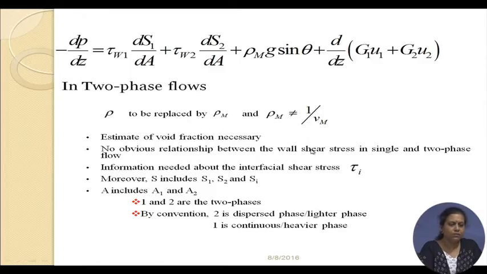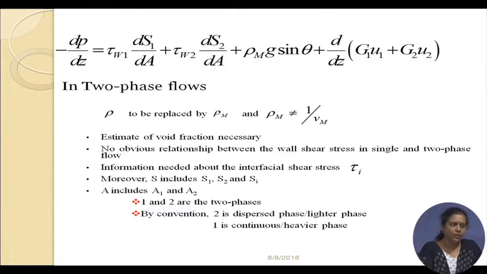There is no obvious relationship between wall shear in single and two phase flows. We also find that S includes S1, the wetted perimeter for phase 1, S2, the wetted perimeter for phase 2, and apart from S1 and S2, there is also an interfacial area where the two phases interact. So, we find that even for finding out the simple pressure drop, it becomes difficult.